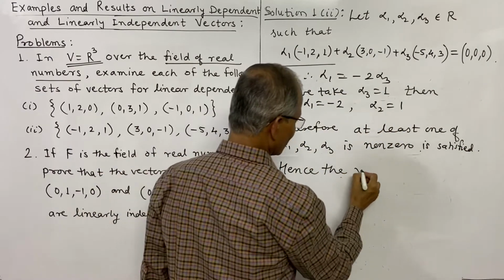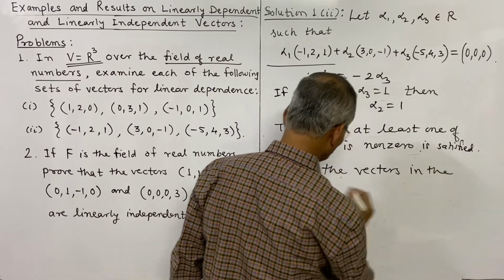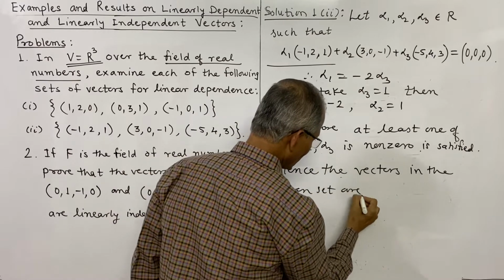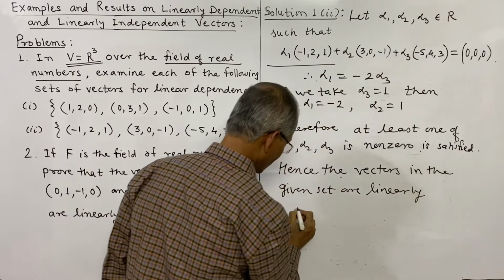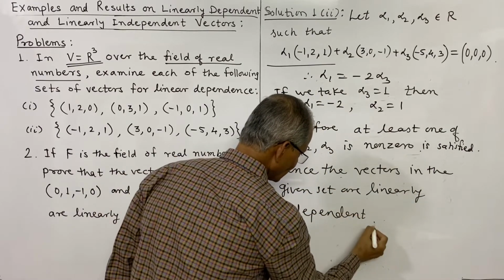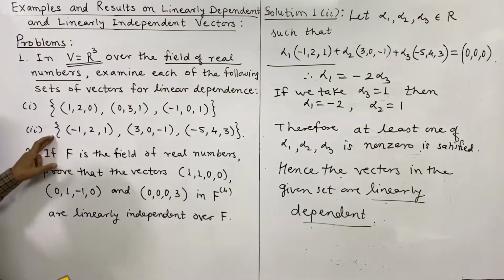and hence the vectors in the given set are linearly dependent. And this completes the solution for the second.